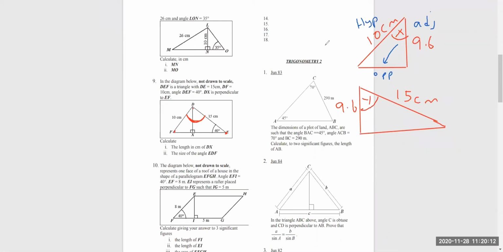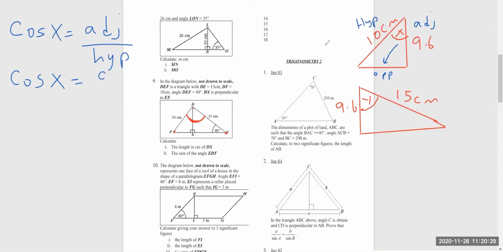Cosine. So we can say here that cosine x is equal to adjacent over hypotenuse. We substitute the value for adjacent. What is the length of the adjacent side? 9.6. And the hypotenuse is how much? 10 centimeters.